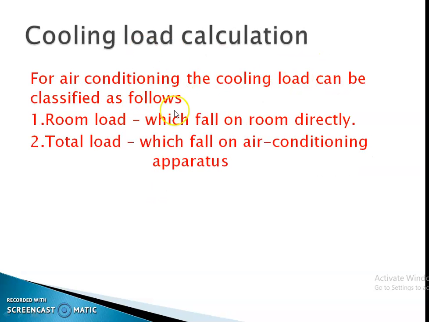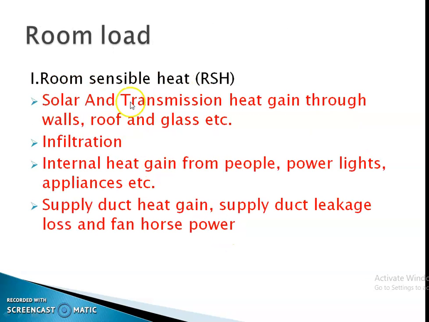For the cooling load calculation, as I already told, we should find the room load and the total load. Room load means the load which falls directly on the room. Total load means the load which falls on the air conditioning apparatus. For the room load, the room sensible heat includes solar and transmission heat gained through the wall, roof and glass, etc., from radiation and transmission through the wall, roof and glass, etc.